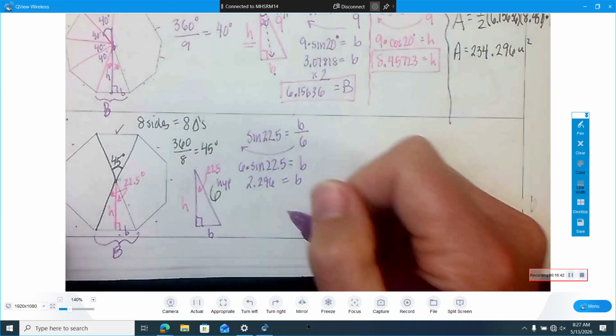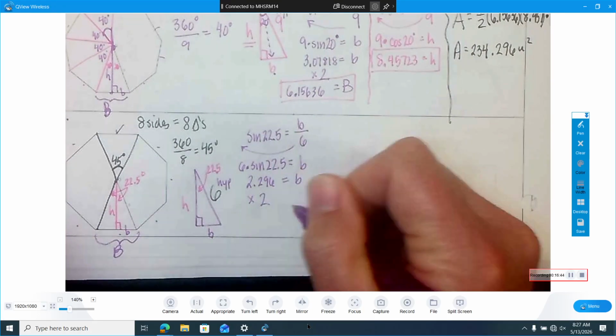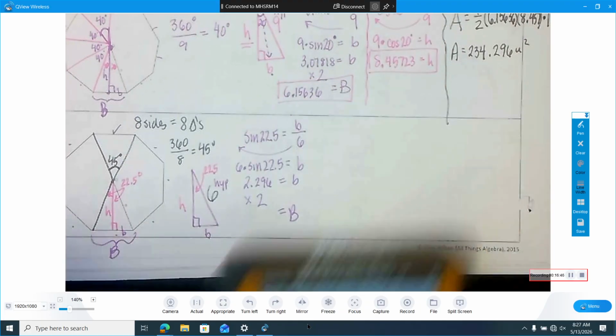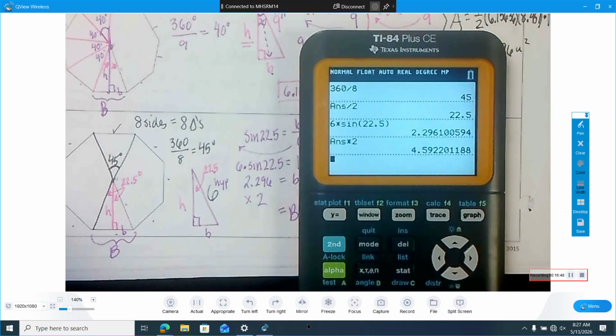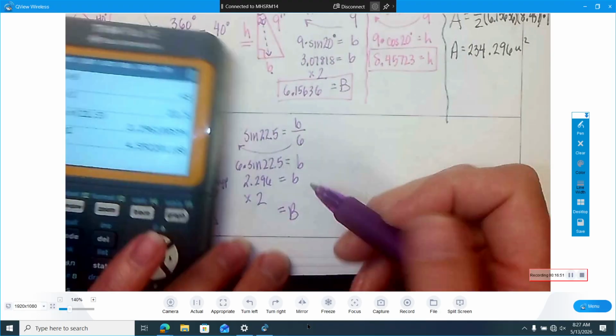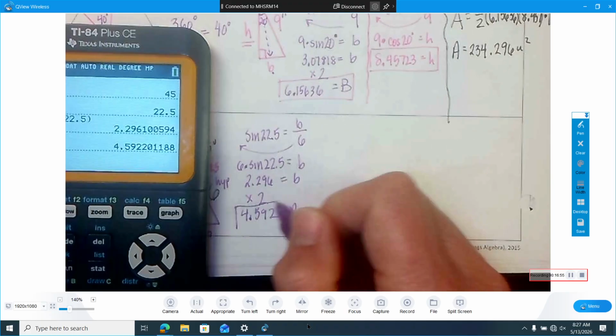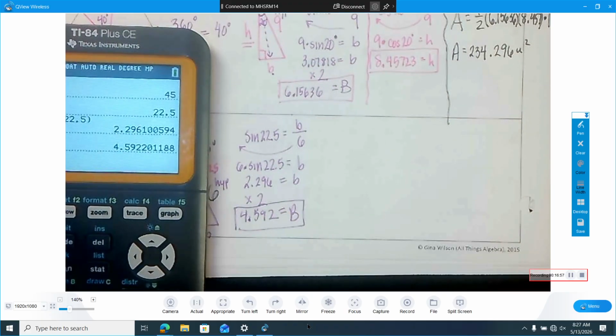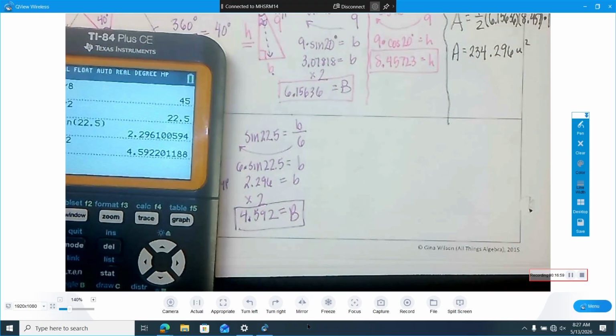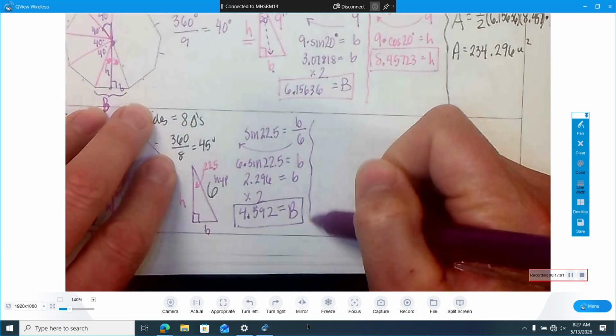How do I get the big base? Times by 2 to get the big base. So I'm going to times that by 2, and I get 4.592. 4.592 for my big base. So I needed that one, big base. That's a good one to know. All right, so there's one thing I needed.